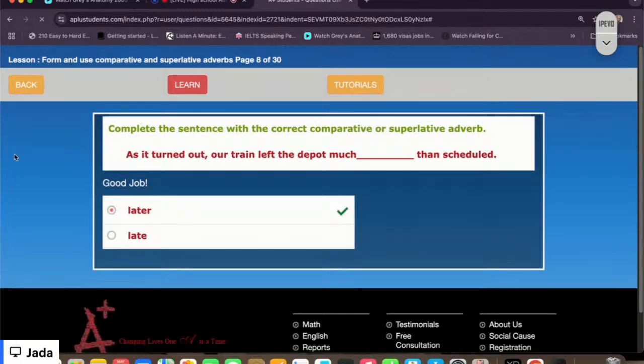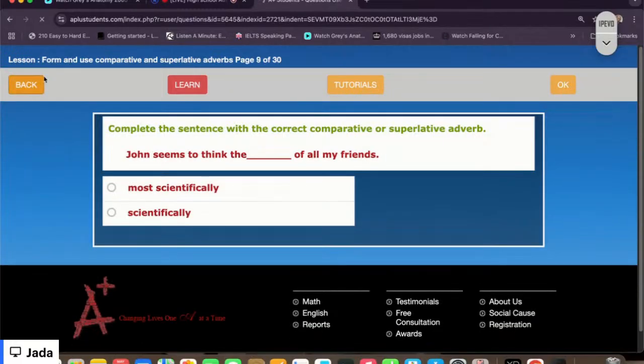All right, that's it for this lesson. We'll move on to the last one under adjectives and adverbs.